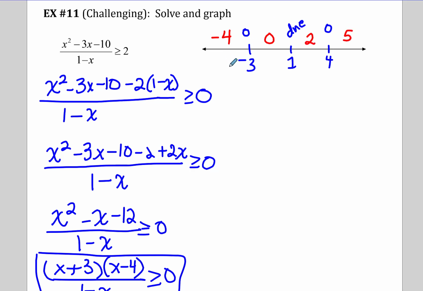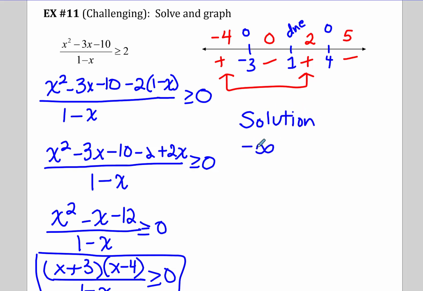And this one would end up being a positive. This one would end up being a negative. This one is a positive. And this one is a negative. So the true statements are positives. These two segments, intervals, are true. So our solution would be from -infinity to -3 and from 1 to 4, but I'm not counting 1 since that's a vertical break in the graph.